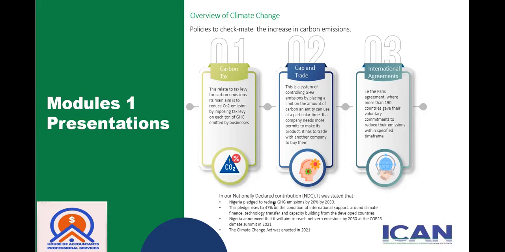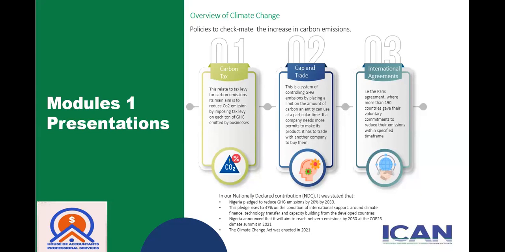The international agreement we are talking about here is in our Nationally Determined Contribution, NDC. It was stated that Nigeria pledged to reduce greenhouse gas emission by 20% by 2030. Don't forget, Nigeria is one of the top 5 releasing this emission in Africa. Nigeria is pledging that by 2030, we are going to reduce this emission by 20%. How are they going to do it? We are going to look at it as we move on. This pledge raises to 47% on the condition of international support around climate finance, technology transfer, and capacity building from the developed countries.